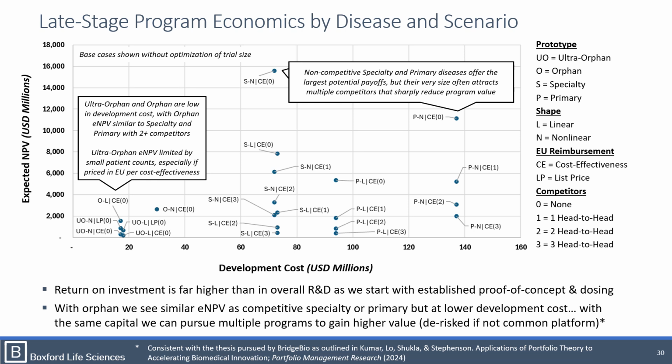And you can see similar expected net present value from one of these uncompetitive orphan programs as you do from a highly competitive specialty or primary. But importantly, you can get that expected net present value with less capital at risk because the development costs are lower. They're lower because the trials are smaller, and if you have a conditional approval pathway and you fail on safety, you only have to spend money to do one trial to find that out and not two at the same time, and they're both a failure.